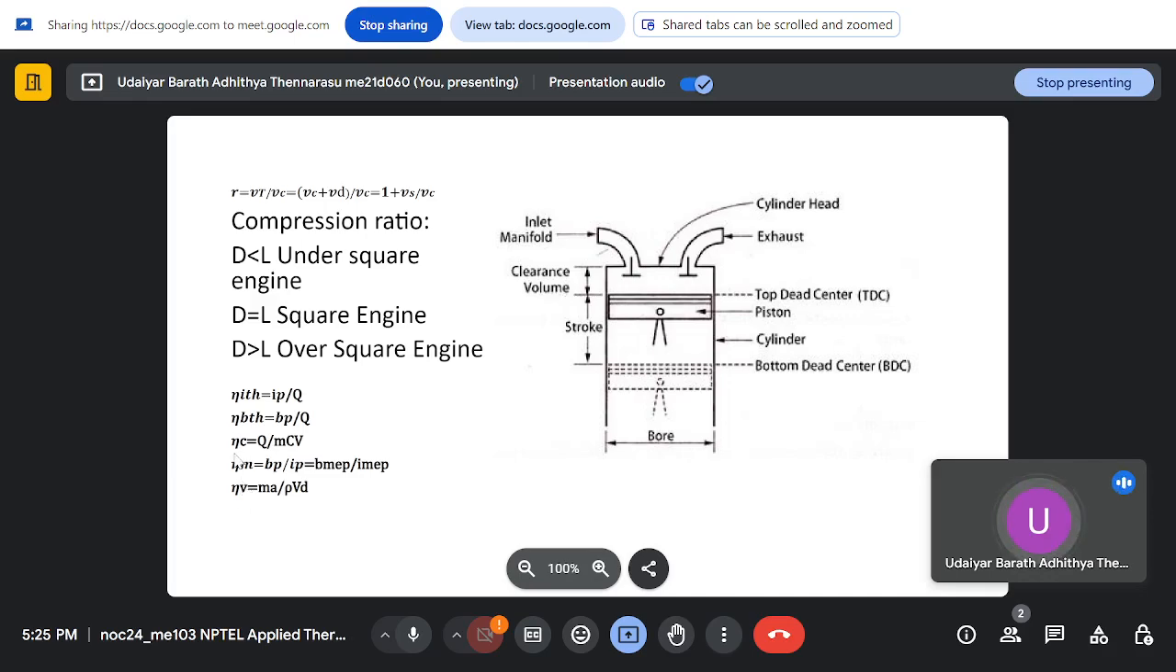And your volumetric efficiency is the mass of air going in divided by the mass occupied by the swept volume, that is, rho times the swept volume or displacement volume.